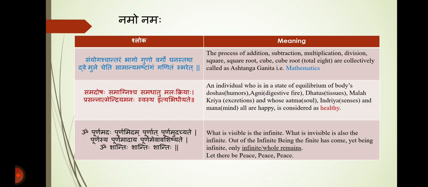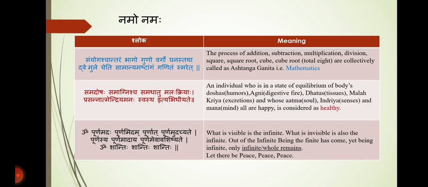What is visible is infinite. Purna, that is translated as infinite. It can be translated as whole also. So this particular term, as referred in the Sanskrit literature, is considered as inclusive, including all. So whole, use of the word whole will be more appropriate, or infinite can also be used.